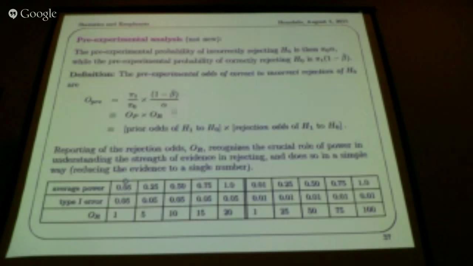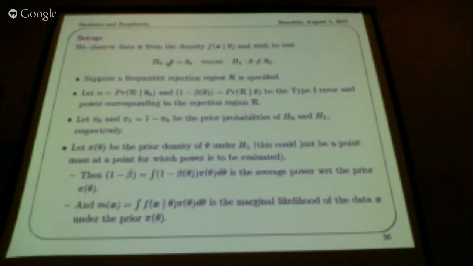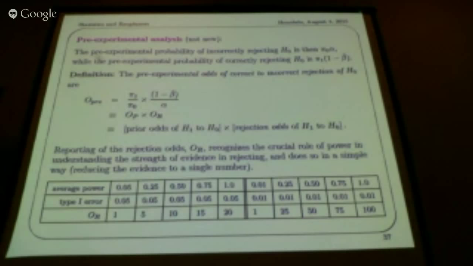Now, here's a very good pre-experimental analysis, which is not new, which is something frequentists need to do routinely. Frequentists often just report alpha, and maybe report the power, but people don't know what to do with that. But for a while now, in various disciplines, people have been saying, I want to report what are called the pre-experimental odds of correct to incorrect rejection of H0. Let's think about that a minute.